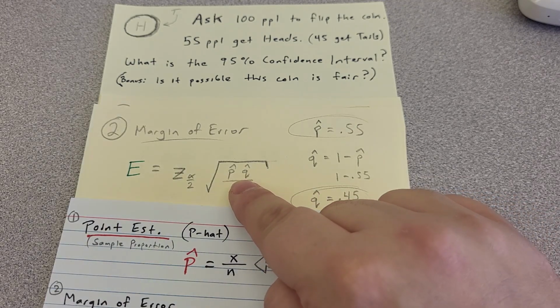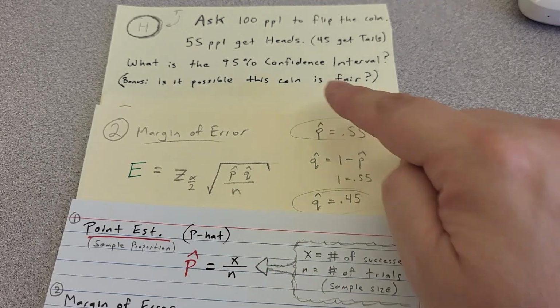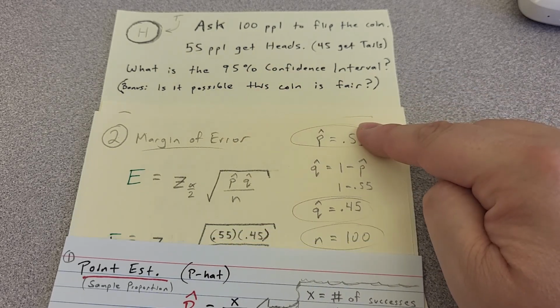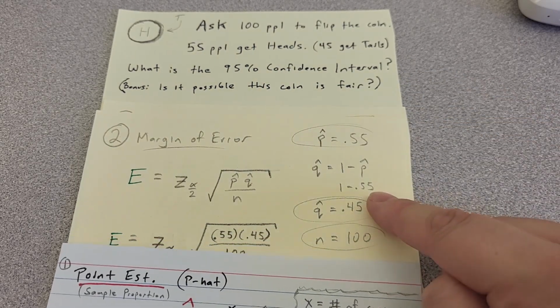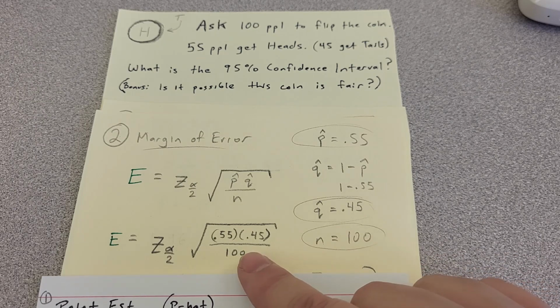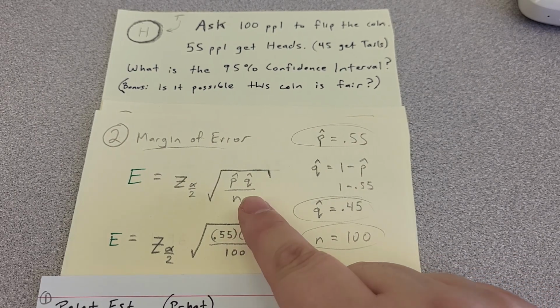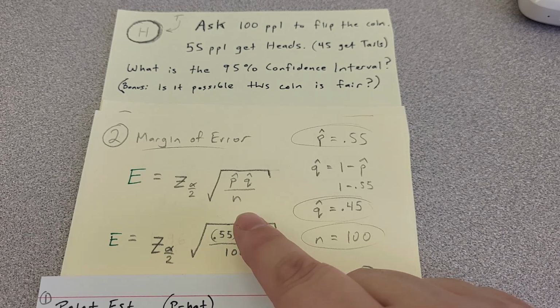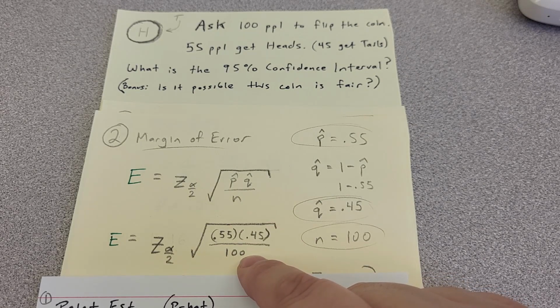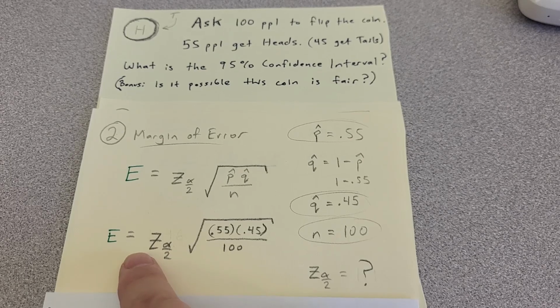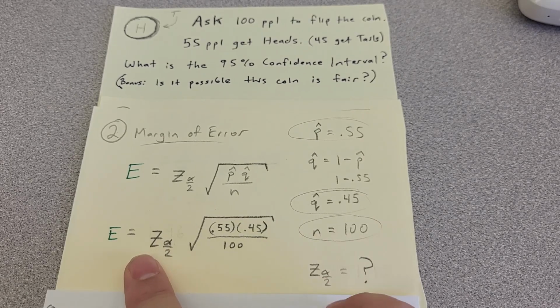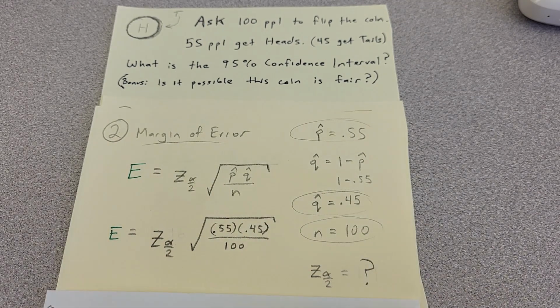Good. Now we have these two numbers. Of course, we saw that n is equal to 100. All those numbers are going to get plugged into the formula. You can see it right here. P-hat is 0.55, q-hat is 0.45, n is 100. Now, what about this number? What about this critical value right here? In order to get that number, we're going to have to do a little bit of a side quest here, so let's get on that.